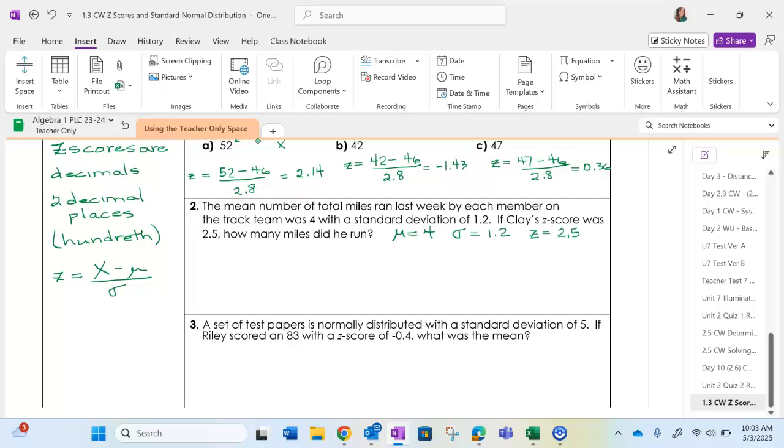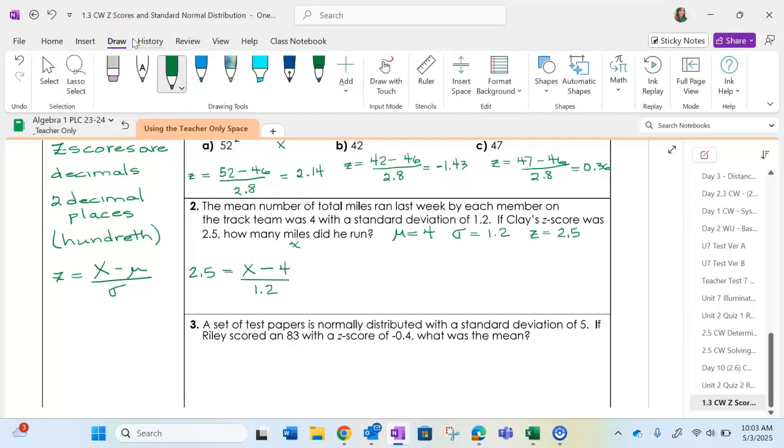I need to know how many miles he ran. This is my x, or data value. Using my formula, I know the z is 2.5 equals, I do not know my data value, that's what we're trying to find, minus my mean divided by my standard deviation. We have to solve for x.